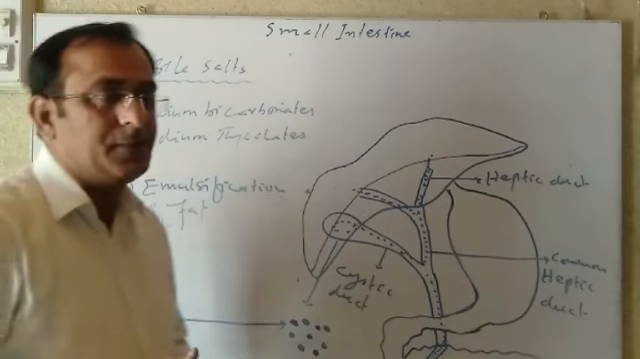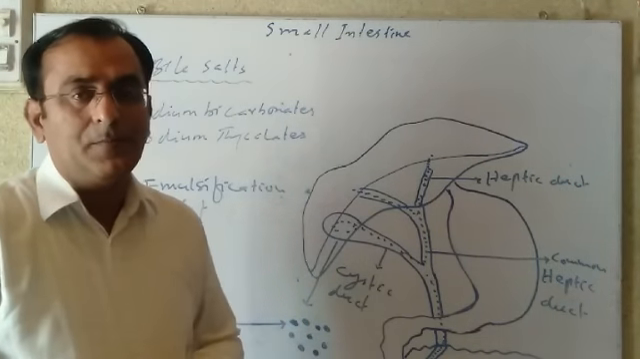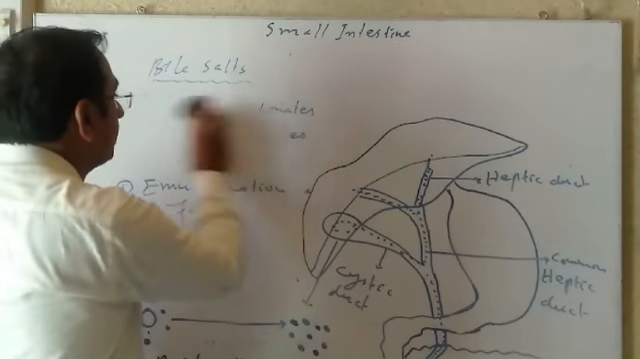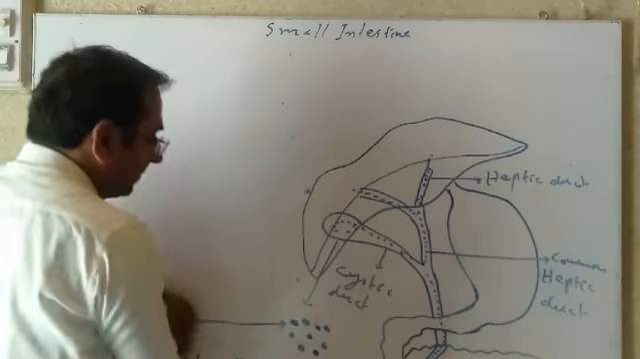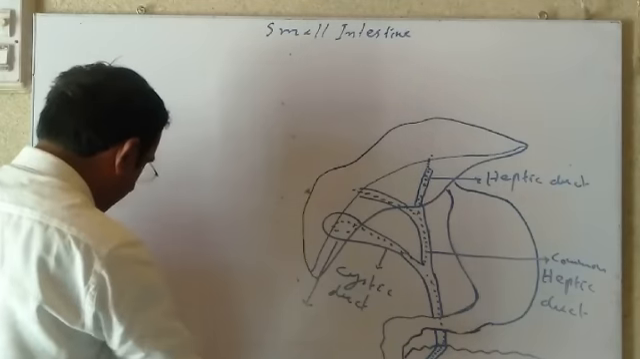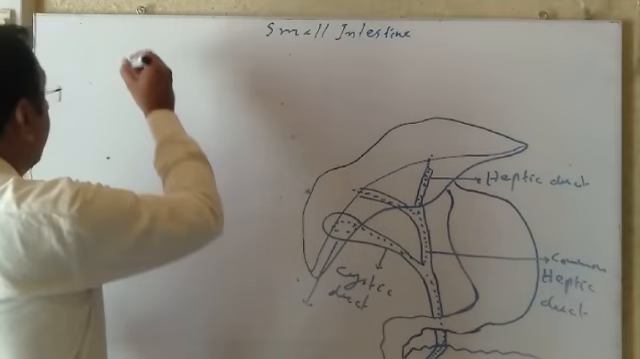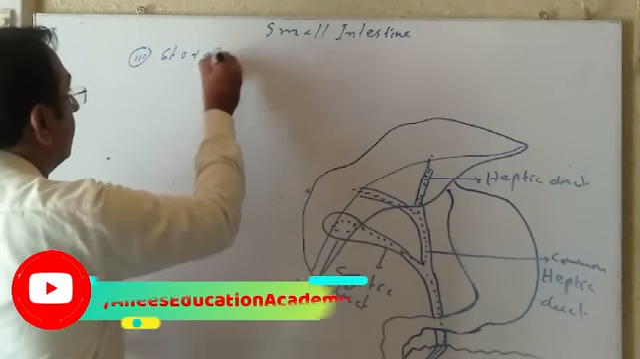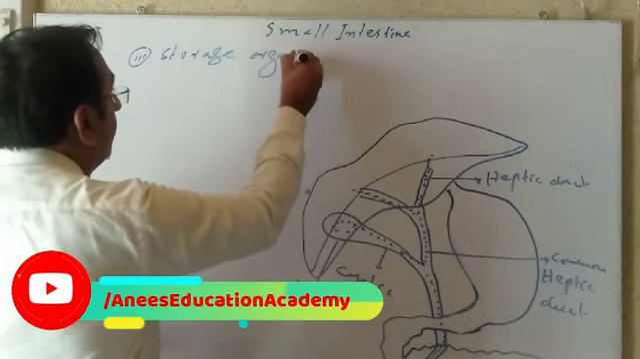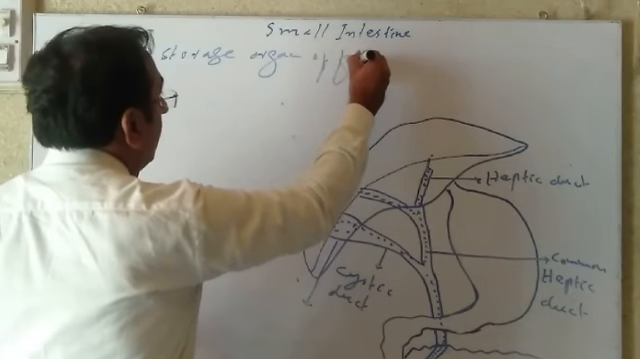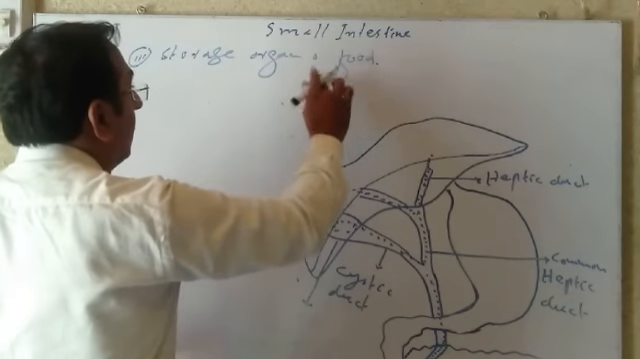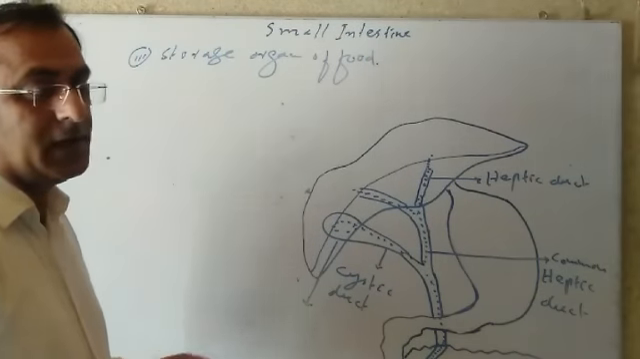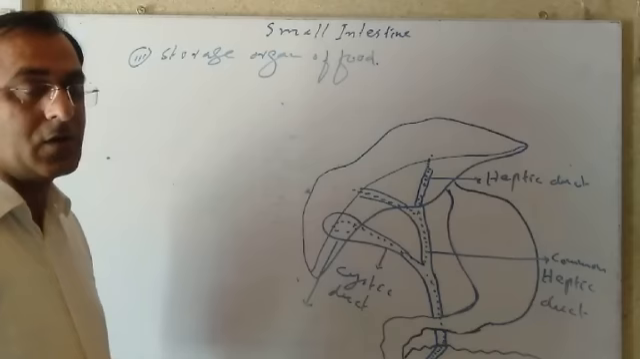Along with these functions, the liver also performs other functions. Some of these functions are: liver is the storage organ of food. Liver stores the excess glucose in the form of glycogen.